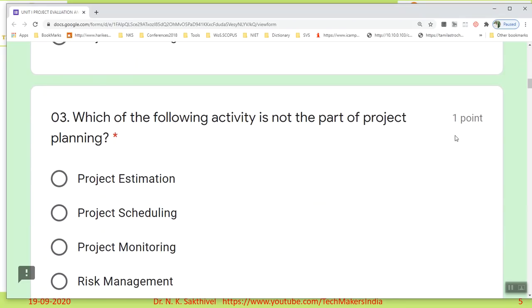Third question. Which of the following activities is not part of project planning? Estimation is planning, scheduling is also planning, risk management is also planning. So the third one, project monitoring, because when we are preparing the project plan, we cannot monitor. That's the reason project monitoring is not a phase coming under project planning.